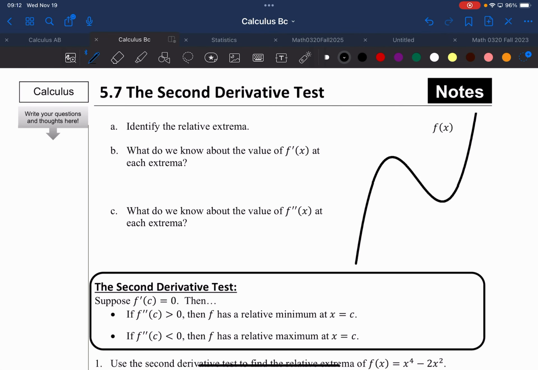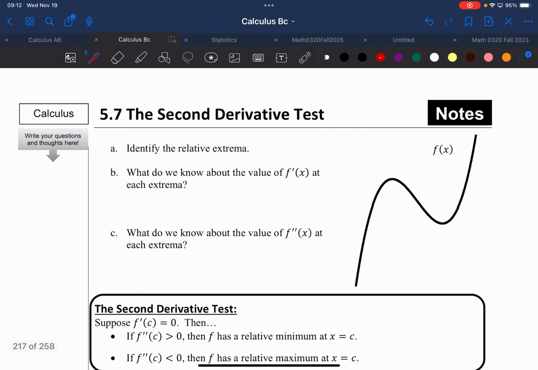Okay, notes 5.7 is the second derivative test. So remember in 5.6, when we were trying to find concavity, we were using the second derivative test. We just didn't give it a name. Okay, so just like when we talked about the first derivative test, when you see the second derivative test, this is used to find relative extrema.